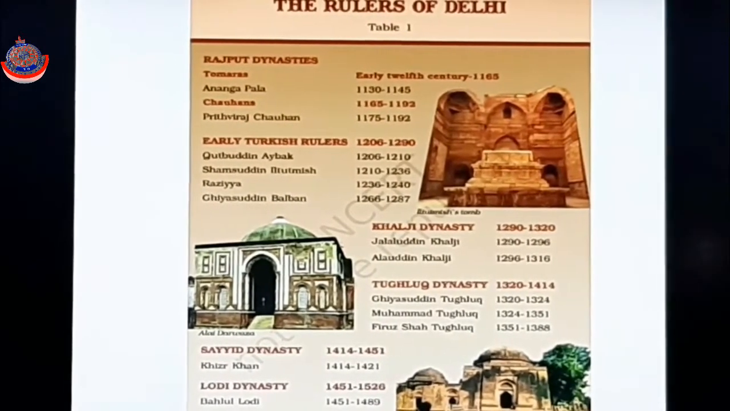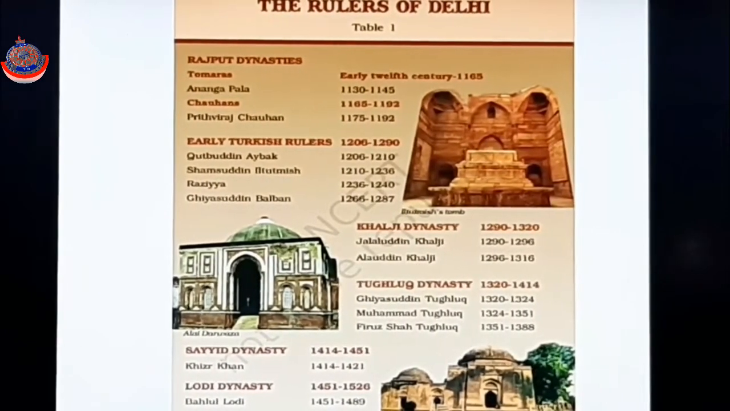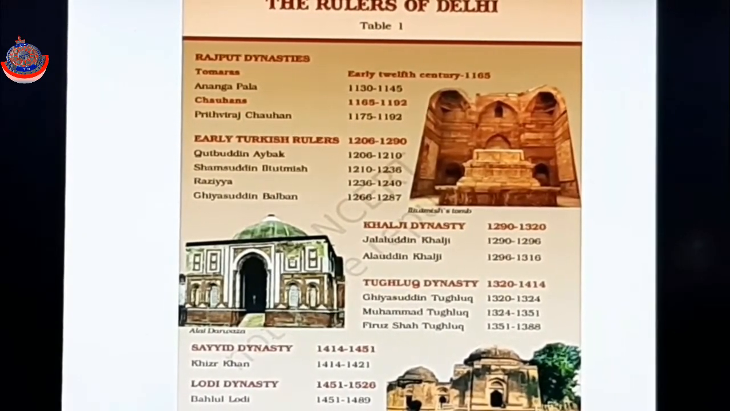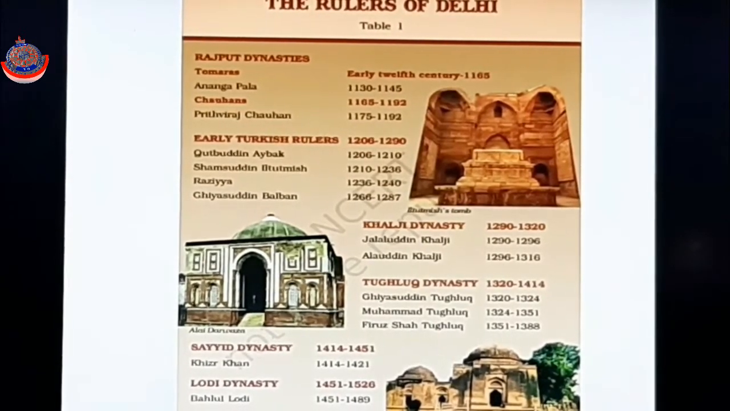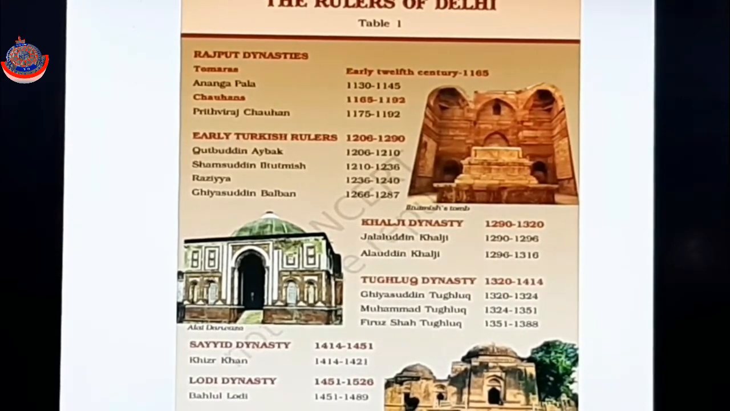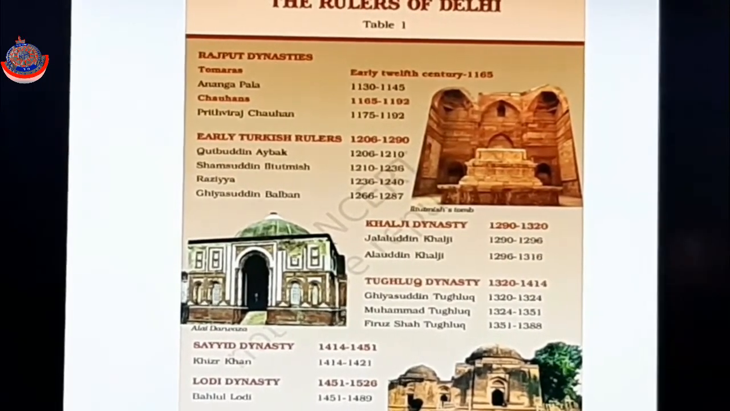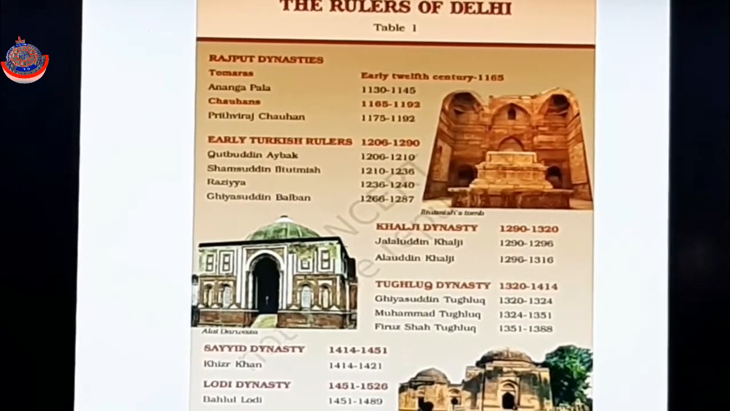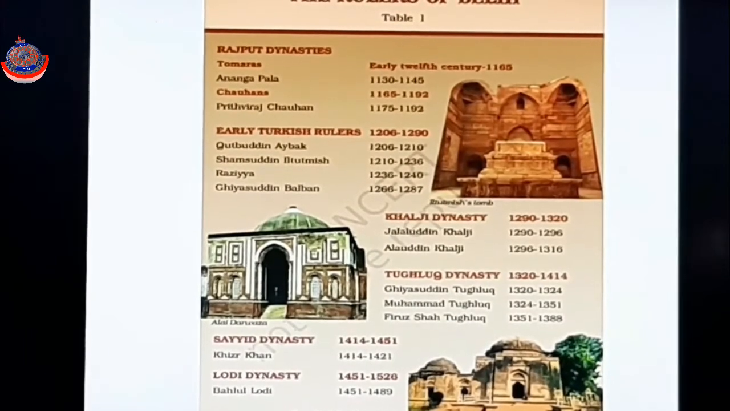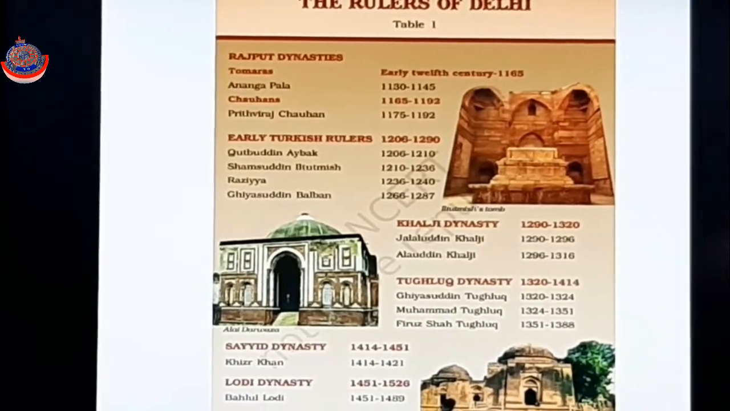Basically Delhi had been ruled by 5 major dynasties. Among the Rajputs there were Tomars and Chauhans. Under the Turkish rulers it was Iltutmish and his daughter Razia, most important. Then switching over to the Khalji dynasty, where Jalaluddin and Alauddin Khalji were the rulers. Moving over to the Tughlaq dynasty, and then switching over to Sayyid, followed by the Lodi dynasty.